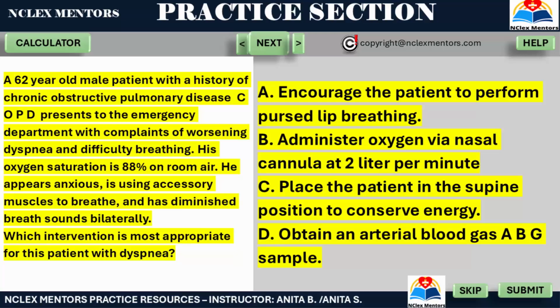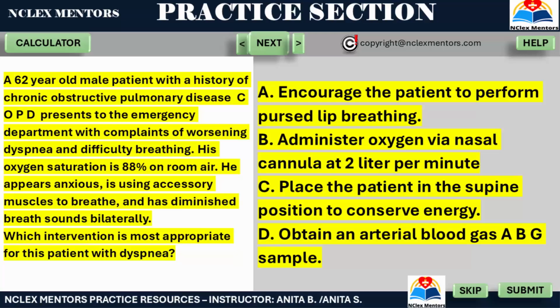The options given on the screen are: Option A, encourage the patient to perform pursed lip breathing. Option B, administer oxygen via nasal cannula at 2 liters per minute. Option C, place the patient in the supine position to conserve energy. Option D, obtain an arterial blood gas, an ABG sample.